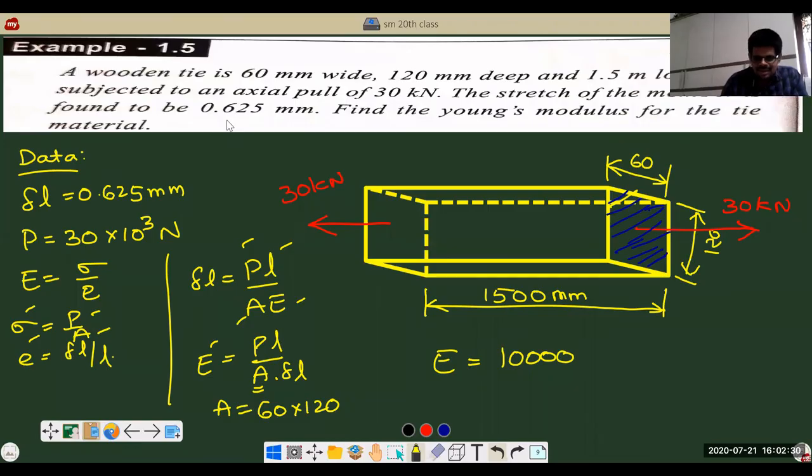The units are newtons per square millimeter. Because we know that E is equal to sigma by strain. What are the units for sigma? Newtons per square meter, and there are no units for strain. So both E and sigma will have the same units. So newtons per square millimeter here, because we have substituted the area in millimeters. Or you can write it as 10 into 10 cube newton per square millimeters, as you wish.